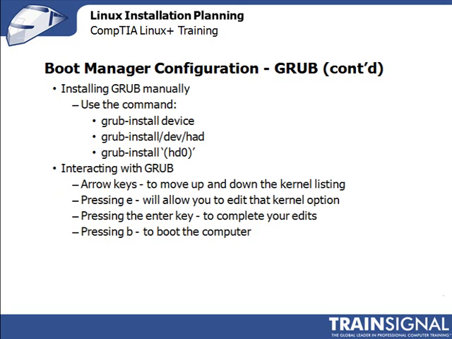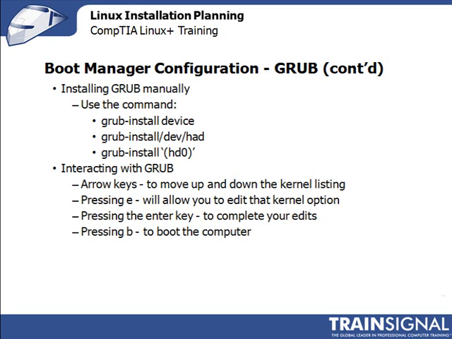Now, GRUB again will probably be installed by default, but to install it manually, you use the command grub-install space device. So, for instance, grub-install /dev/hda will install GRUB into the master boot record of your first hard drive. You can make GRUB edits in the configuration file or on the fly. When you boot up and the GRUB menu appears on your screen, you can use your arrow keys to move up and down the kernel listings, and pressing E will allow you to edit that kernel option.